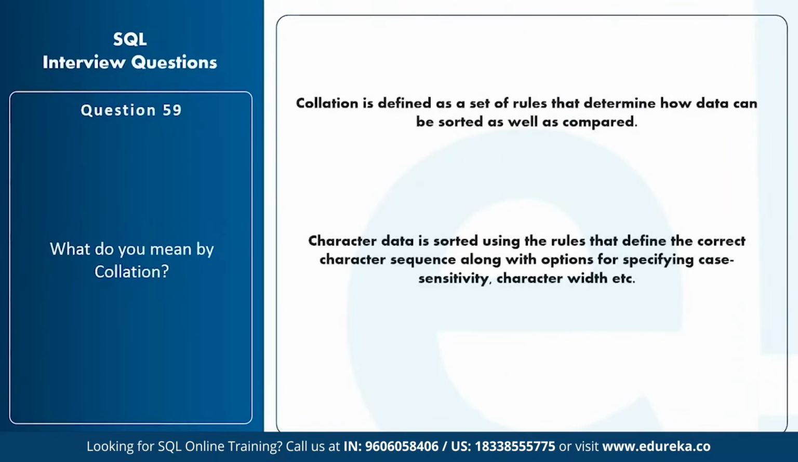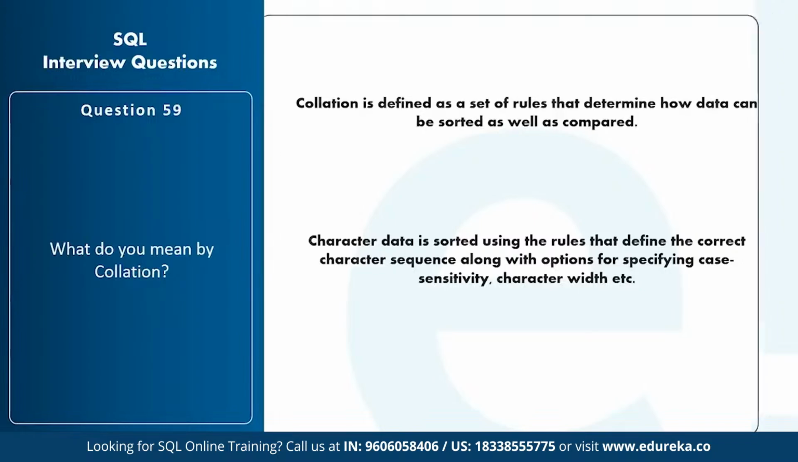Next, let's understand what you mean by collation. Collation is defined as a set of rules that determine how data can be sorted as well as compared. Character data is sorted using the rules that define the correct character sequence along with the options for specifying case sensitivity, character width, etc. So that's what a collation is, guys. It is basically a set of rules that determine how data can be sorted as well as compared.